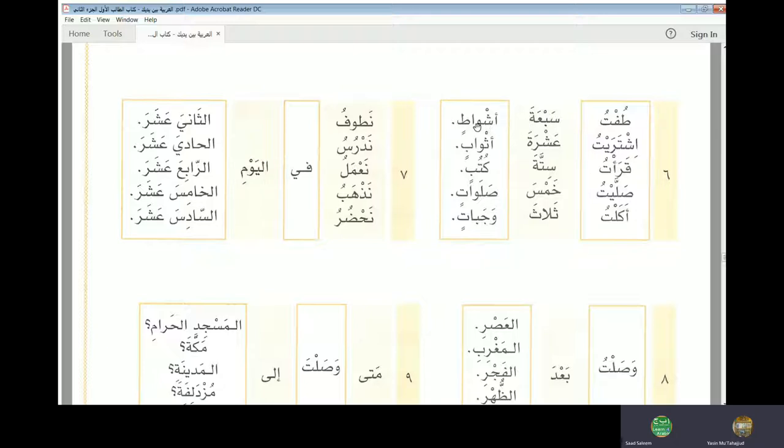Tufta sab'a ashwat. I did tawaf seven times. Okay. Ishtaraytu ashrat thiyab. I bought 10 thobes.